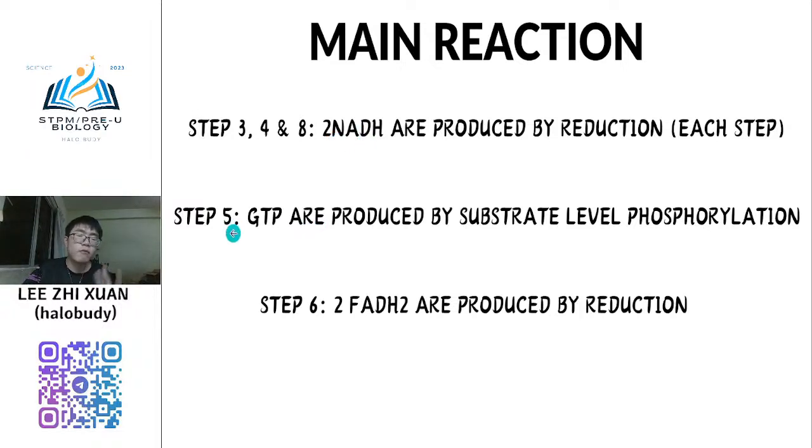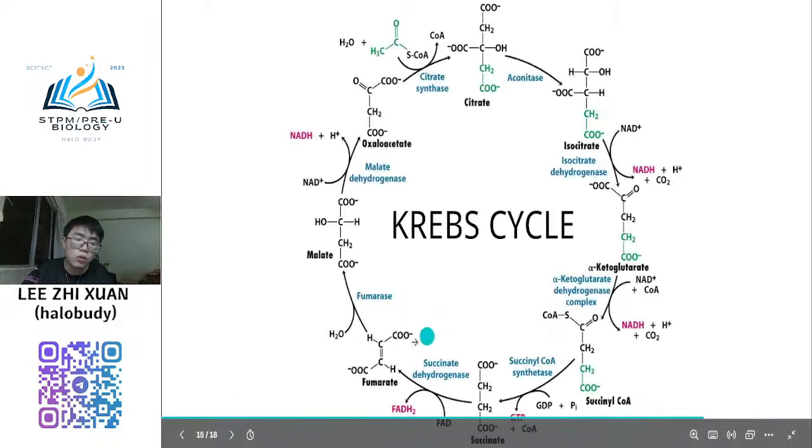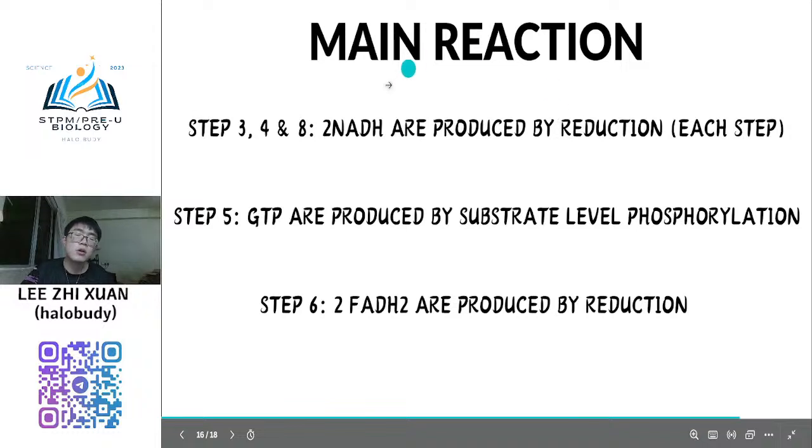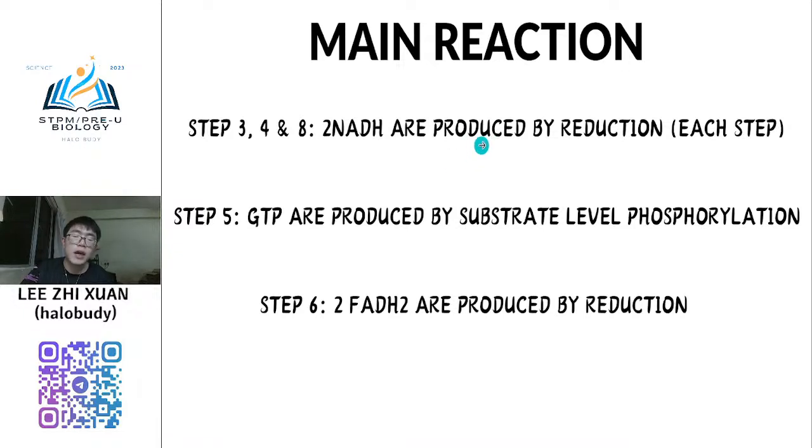And then step 5 is where GTP is produced. If you know GTP, it involves succinyl-CoA. The succinyl-CoA is hydrolyzed to form succinate. Step 6 is succinate, which will be oxidized to form fumarate, so FADH2 is produced. So these are the main reactions that produce energy carriers. These are the most important ones.